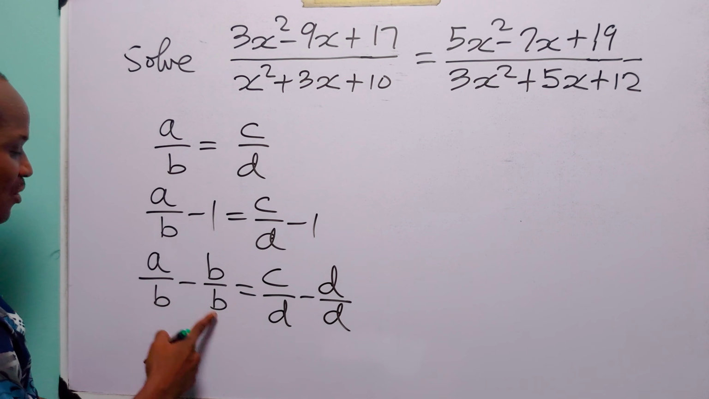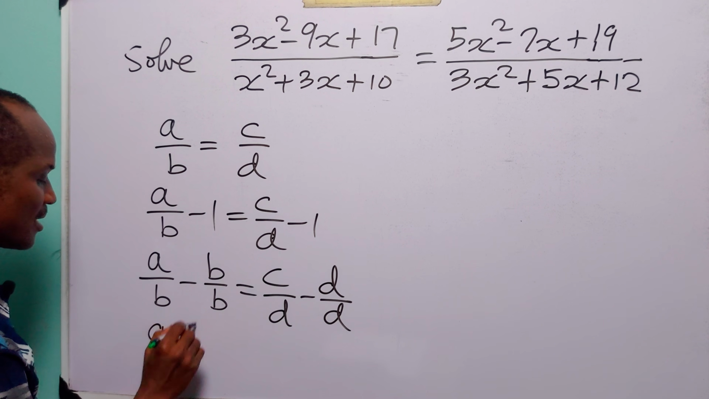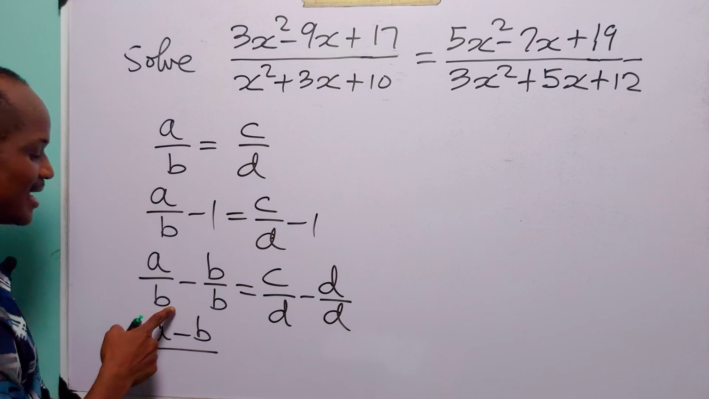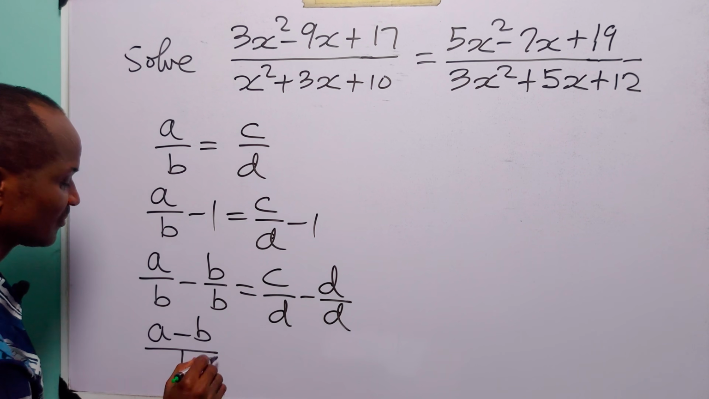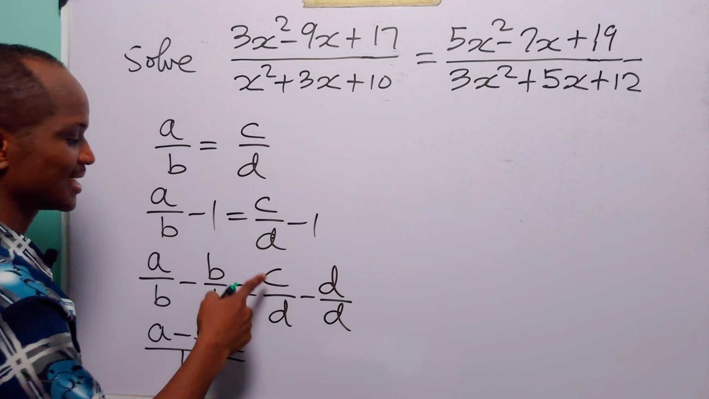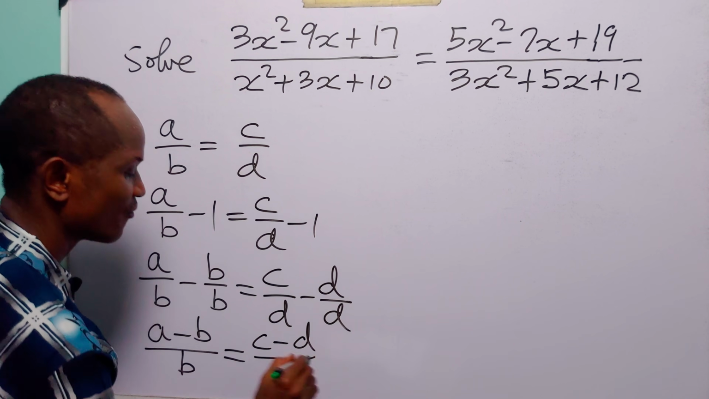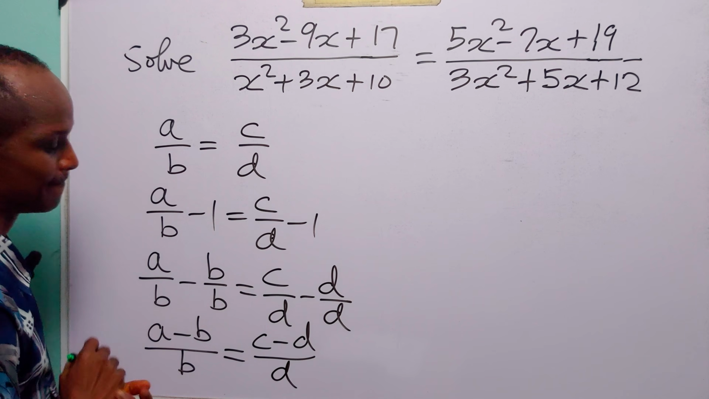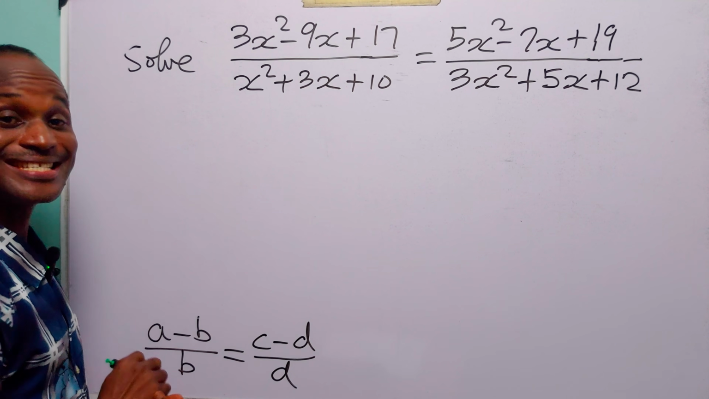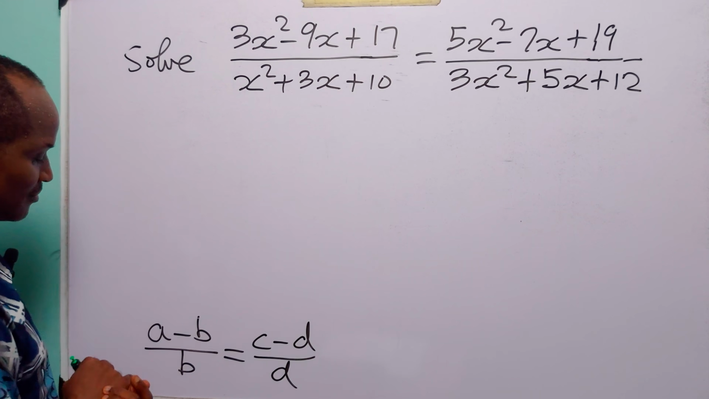Now, of course, you know that when we combine these two, we have that a minus b over, now we have a common denominator, which is b, must be equal to c minus d over, we have a common denominator, which is d. Now, with this in mind, let us go back to the original equation.